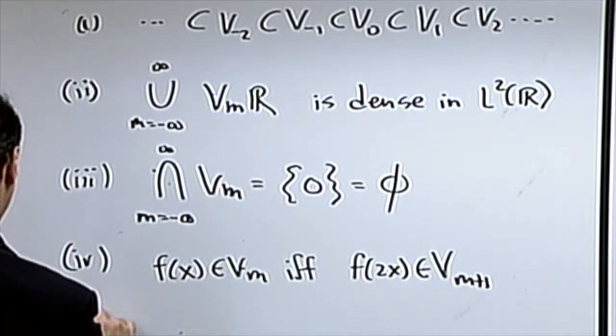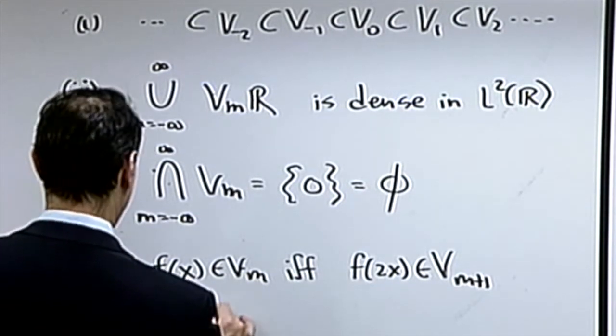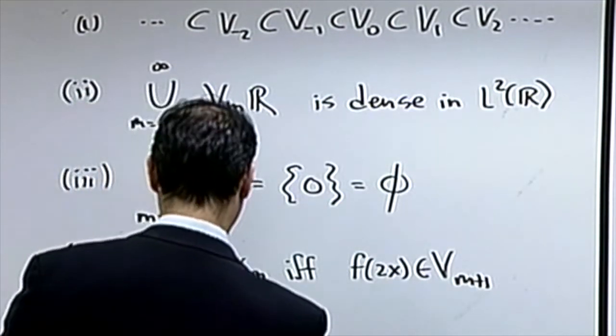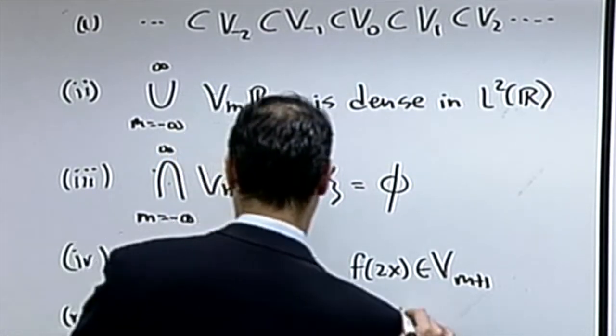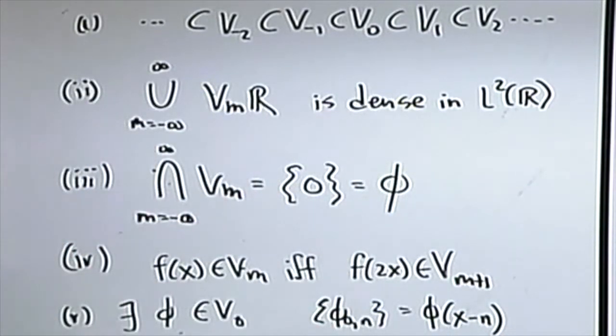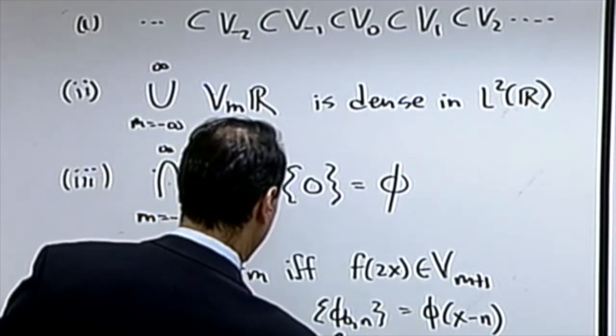Property 5: there exists a scaling function phi in V naught. This is nice because I don't have to write very much. So there exists this phi in V naught such that I can think of this scaling function like this. It has some kind of shift to it, and this is an orthogonal basis for V naught.